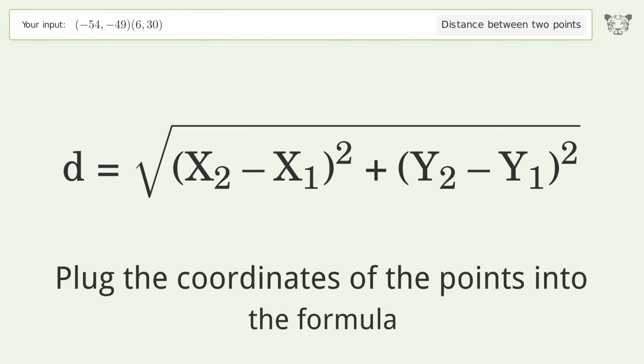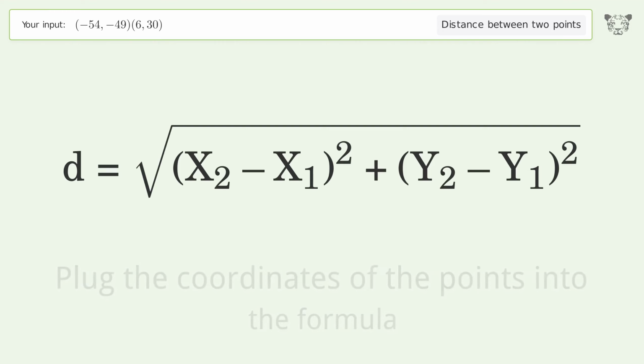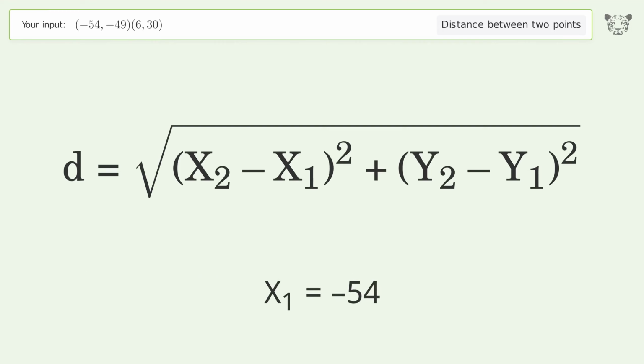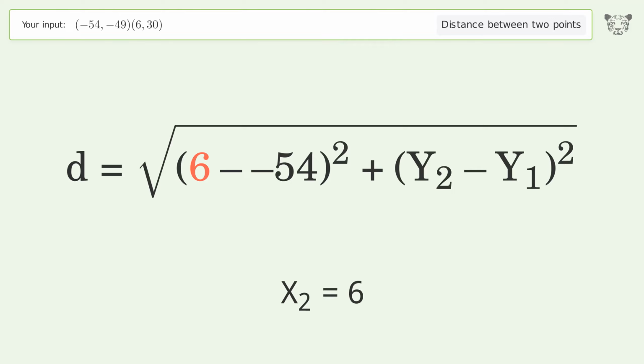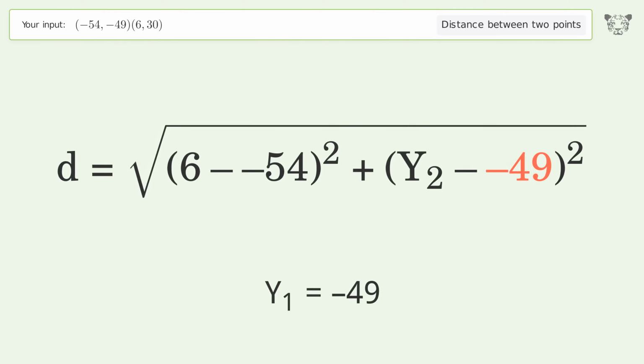Plug the coordinates of the points into the formula. x1 equals -54. x2 equals 6. y1 equals -49. y2 equals 30.